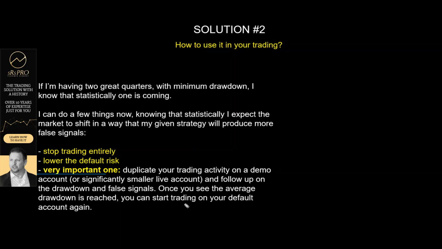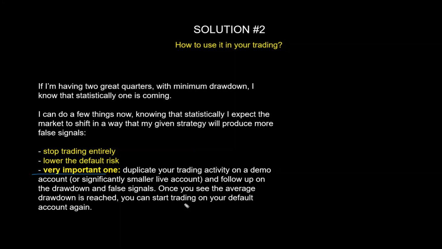Duplicate your trading activity on another account, preferably a demo account. Or if you prefer to trade live under any circumstances, make it on a significantly smaller live account, guys. Then you continue following up your strategy, the signals that you're getting, and most importantly, the drawdown. So one of the best ways to do it is to have 2 accounts. One real account, one demo account. And once the moment for these drawdowns comes, you stop trading the live account and you continue trading demo only.